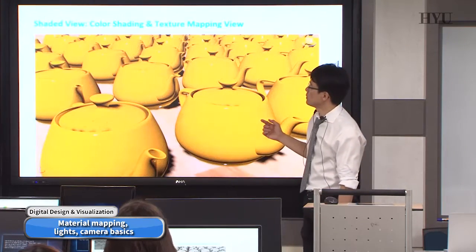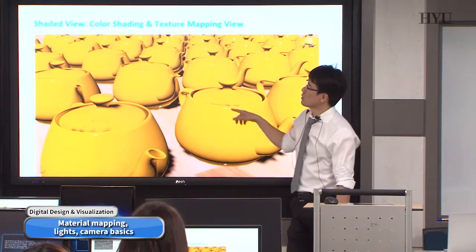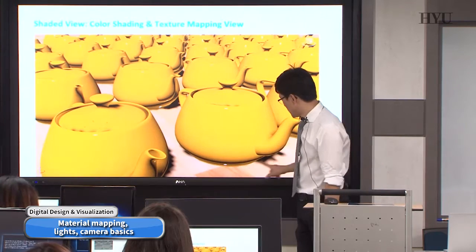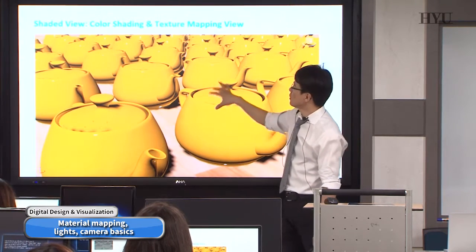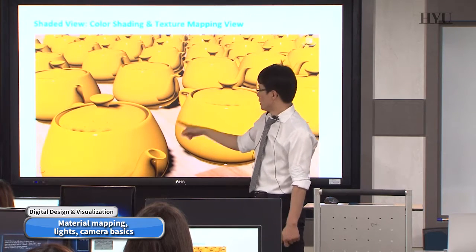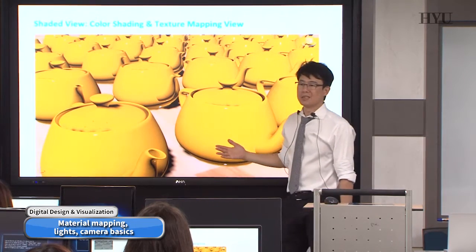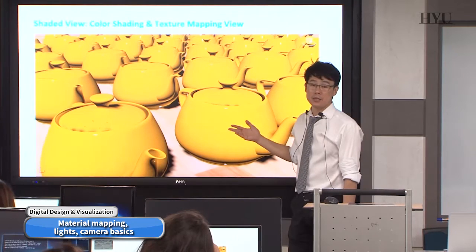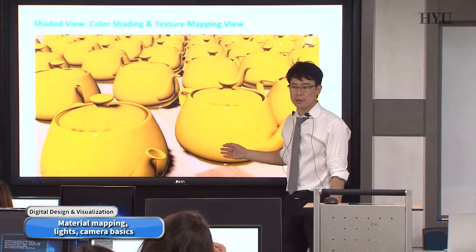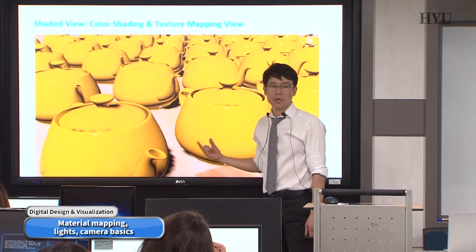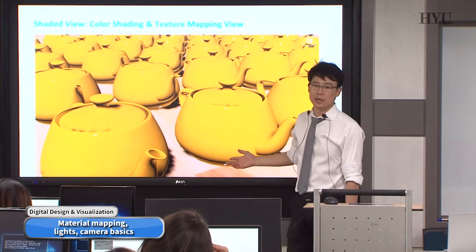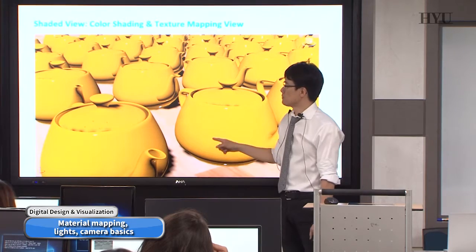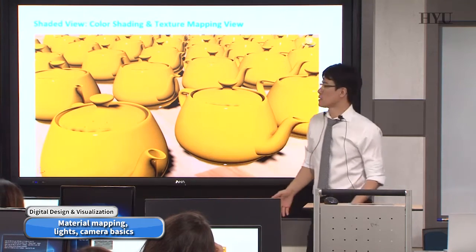But actually in 3D Max, take a look. This is another shaded view. It has shadow casting. It has reflection, colors, some texture map. But this is not photorealistic rendering. This is real-time rendering, something like a game environment. Games use this kind of real-time rendering. You can get this image from the viewport of 3D Max.